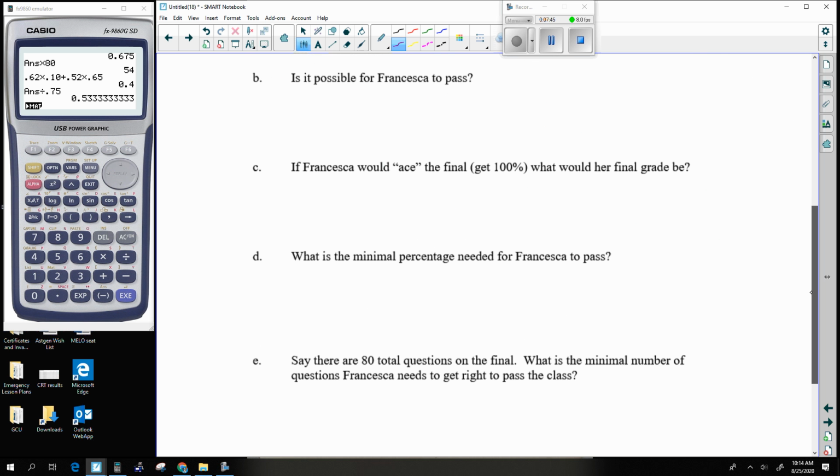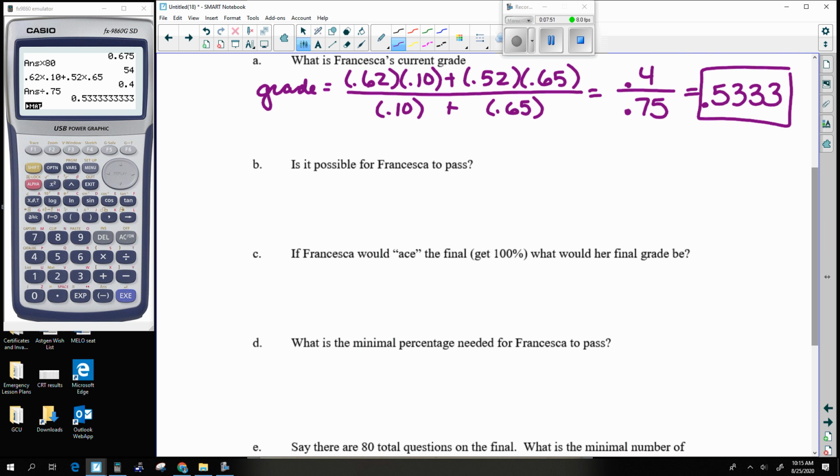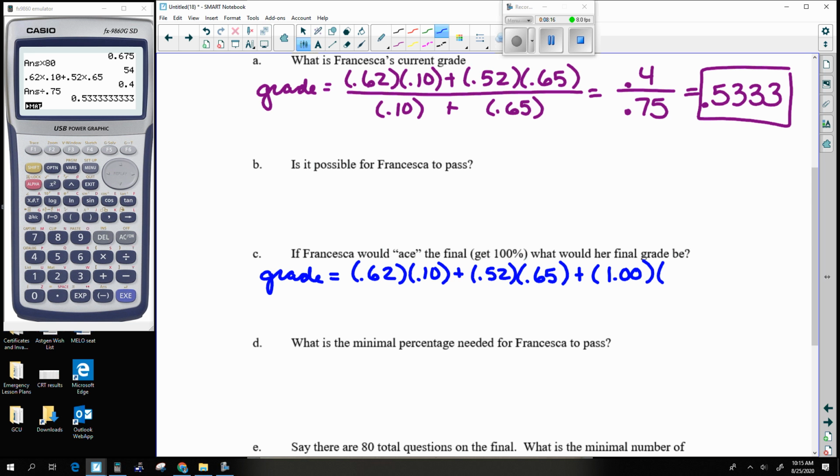Is it possible for Francesca to pass? I think so, but we have to double verify. Passing is 60%. So we're not quite there yet. So we're going to give her a 100% on the final. So the same setup as question A, but we're adding another category. So her grade is going to be homework, tests, and her final, which she's going to get a 100%, which is worth 25% of her grade. Just the weights.